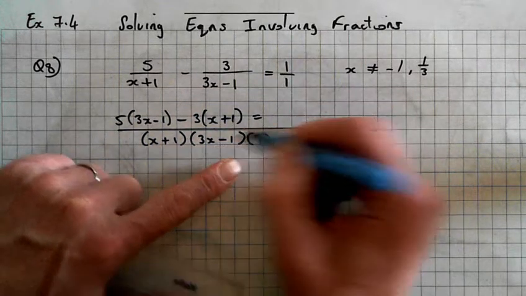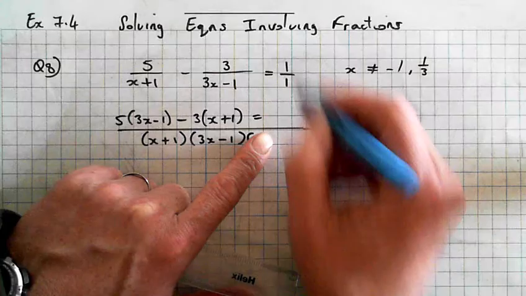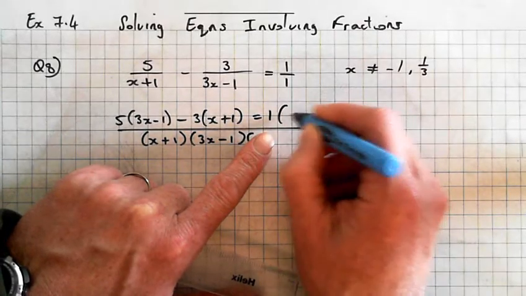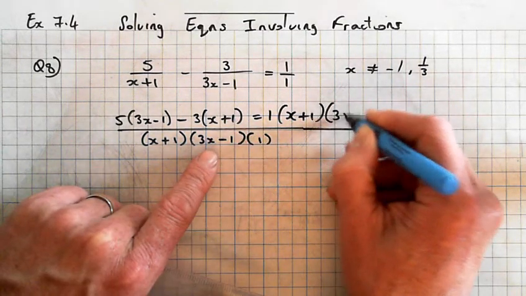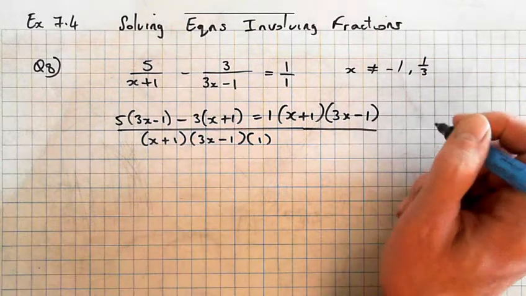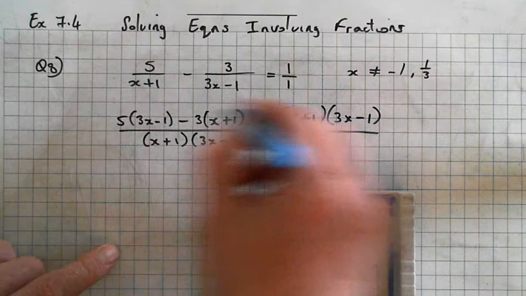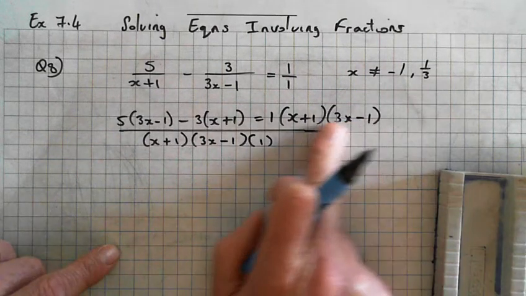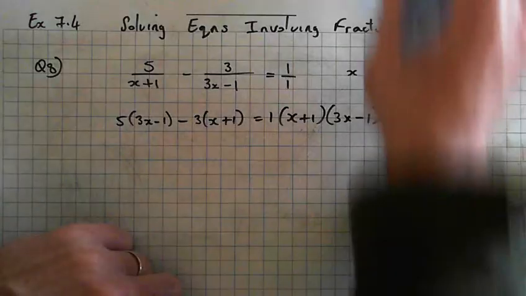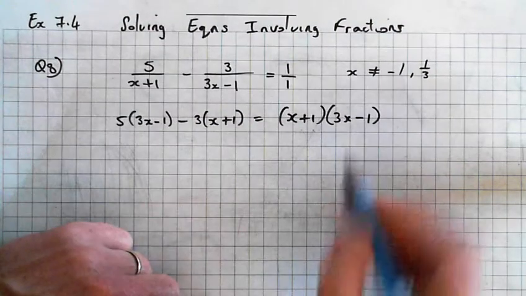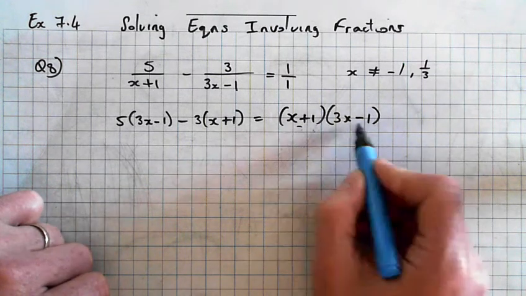Now divide 1 into all of this. So basically hide the 1. What's left? So it's 1 times x plus 1, 3x minus 1. Right, the next step on the next line, instead of writing out all of that again, I'm just going to get rid of the bottom. So I don't need the bottom anymore. What I need to do now is multiply everything out. I'll multiply this first.